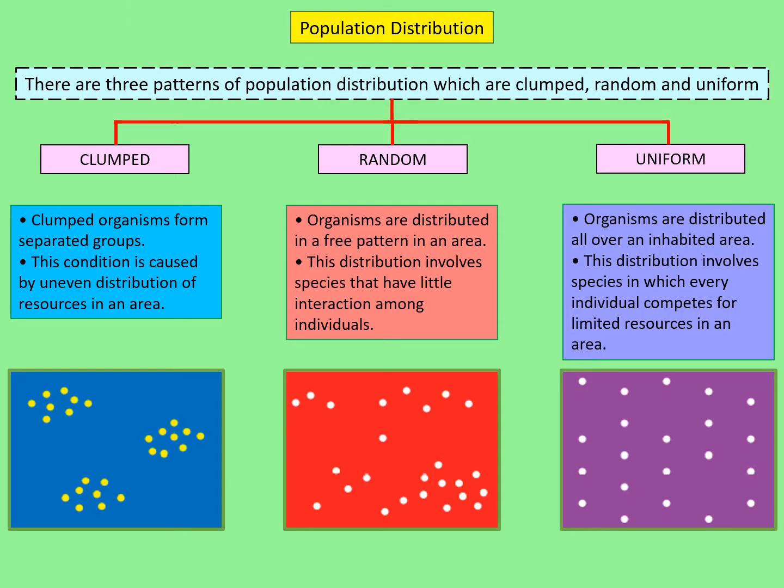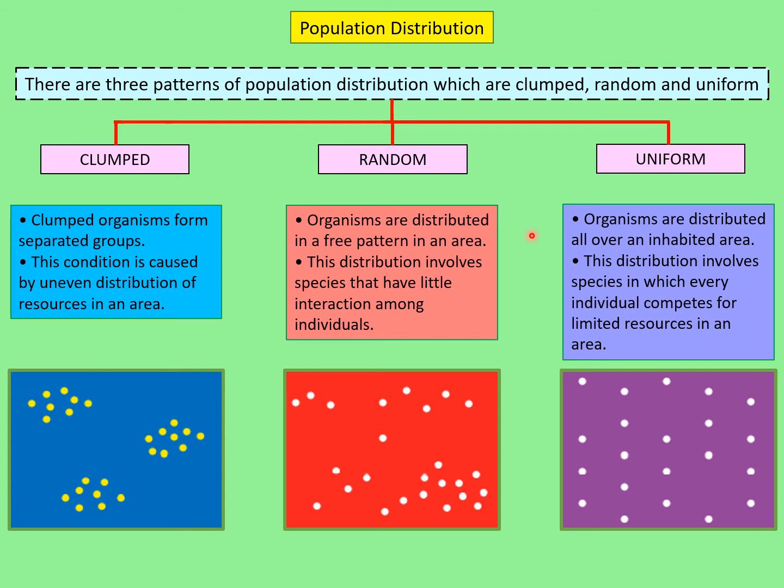There are 3 patterns of population distribution, which are clumped, random, and uniform. In clumped distribution, organisms form separated groups, like in these diagrams. This condition is caused by uneven distribution of resources in an area, for example, water and food.